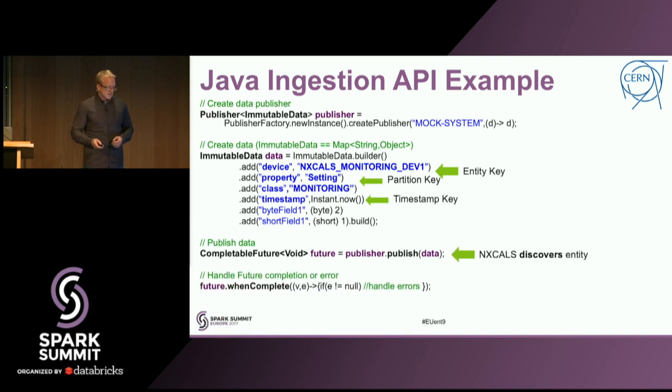This is also where the system discovers the entity. Inside there is a mechanism to discover if this entity, called NXCALS monitoring dev1, is not registered, and it will actually register it. And then you handle some errors. It's a CompletableFuture, so you can handle errors there.